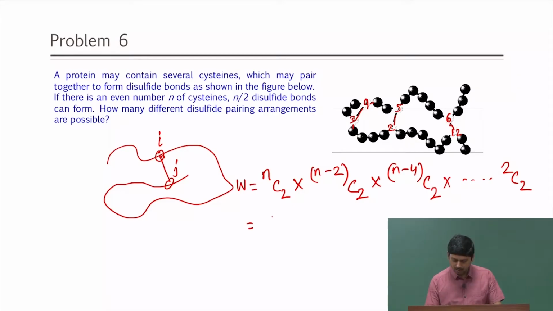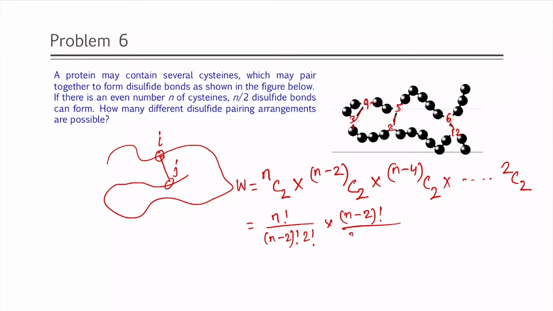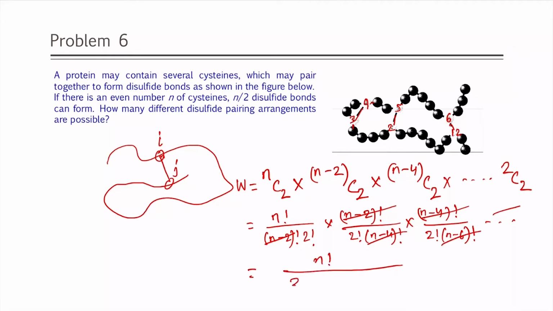Now, if I write it down, it will be n factorial by n minus 2 factorial and 2 factorial, followed by n minus 2 factorial by 2 factorial and n minus 4 factorial, followed by n minus 4 factorial by 2 factorial n minus 6 factorial, and it will continue. So, the n minus 2 factorial and n minus 2 will cancel, n minus 4 and n minus 4 will cancel, and as you can see, we will end up with n factorial by 2 factorial, 2 factorial, 2 factorial and things like that.